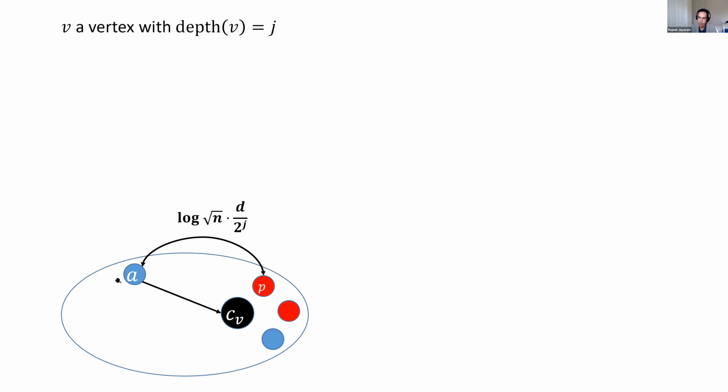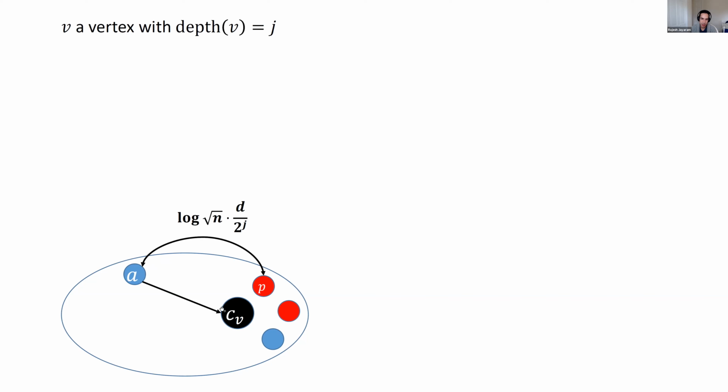So suppose we have some point A here. And let's suppose we're looking at a vertex that's at depth j. So again, our ideal is that hopefully A should be at distance d over 2 to the j from the points that it matches with in here. Unfortunately, maybe it pays a log n factor more. So maybe the distance between A and the center of mass is like log root n times d over 2 to the j. Just as an example, this is like 1/2 log n. So this is a bad vertex because A is far from the center of mass.